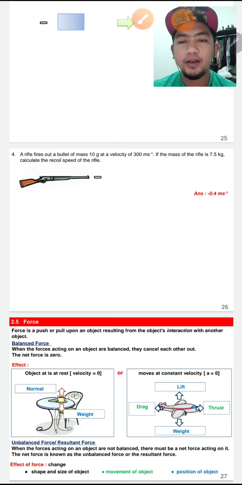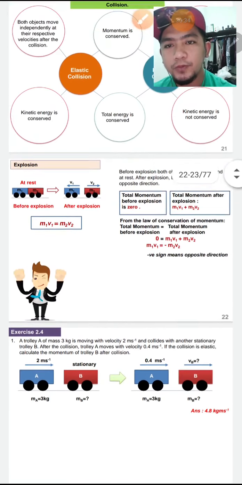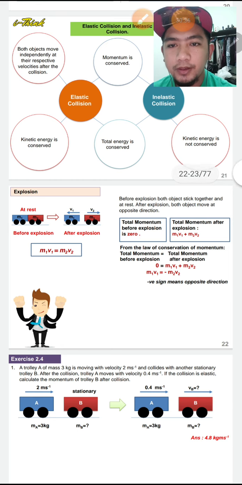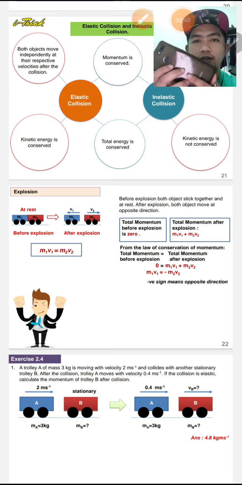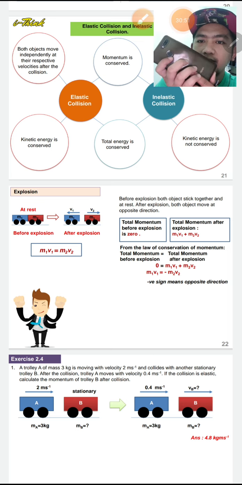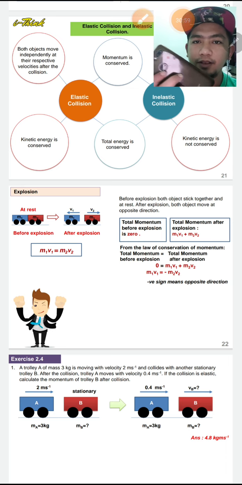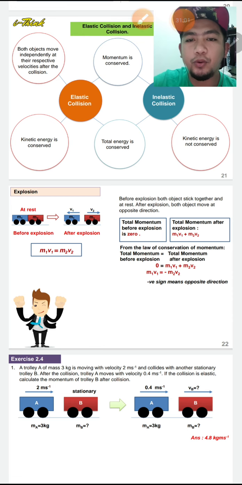Of course, this is explosion, because remember, in an explosion the situation before the explosion is at rest. Okay, this is a rifle, and in this rifle there is a bullet. So at first they are stationary. When you fire, then we get the momentum after the explosion. Before explosion is 0.